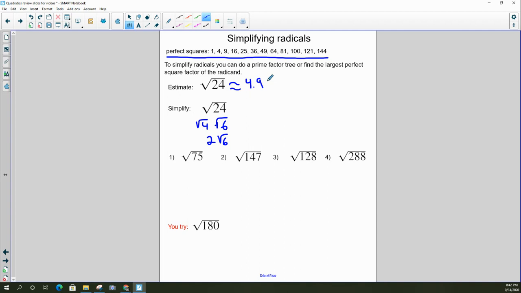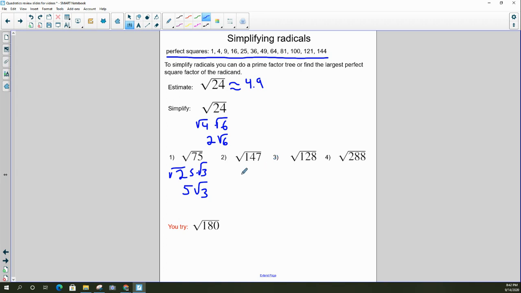Some people don't like that because it's sometimes difficult to find that perfect square factor that goes into it, especially the largest one. So with the prime factor tree, it may take a little bit longer, but you'll always end up getting the right answer. So either way works here. So with 75, it's 25 times 3. And so when I square root both of those, the square root of 25 is 5. So it's just 5 rad 3.